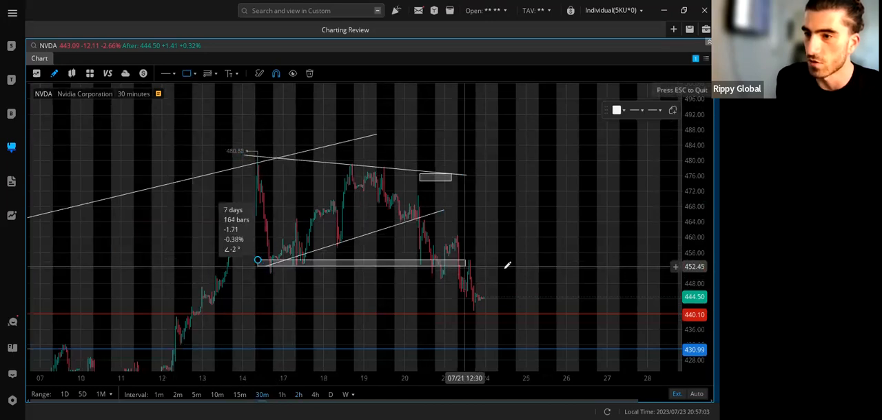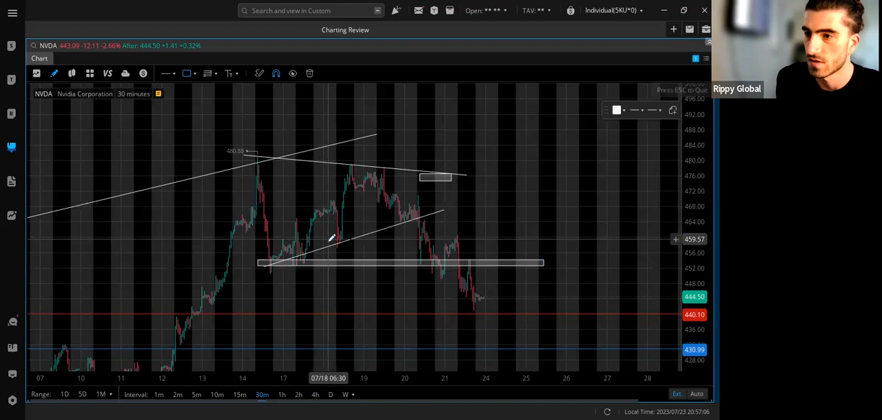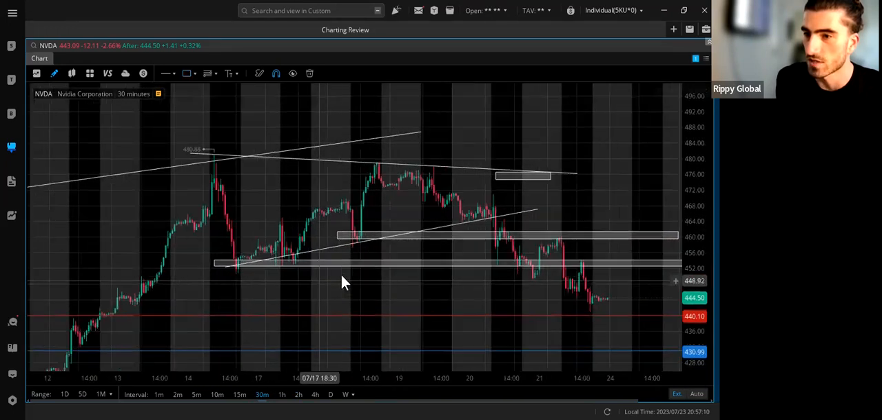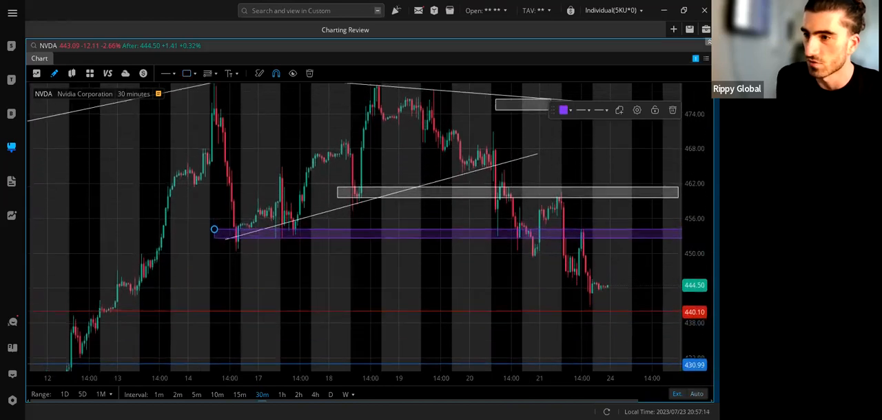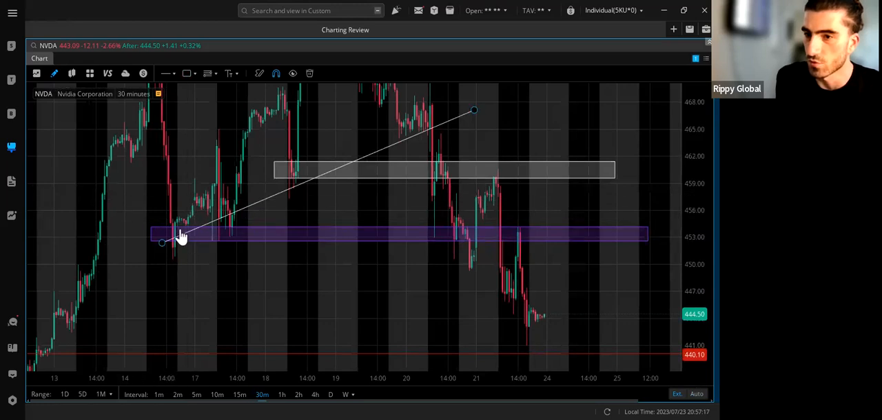Use these levels on the recontest to the upside. These are there for a reason. We don't just bounce there for no occurrence. Notice how this purple highlight on the bottom, I'm going to try and extend this a little bit, held support. Yes, we wicked under, but it's just the idea of the area.